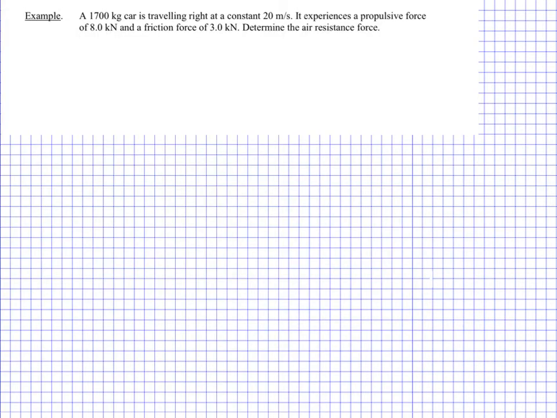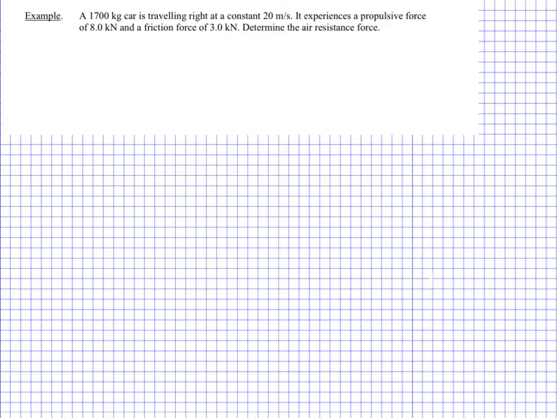So here we go with our first example question. You have a 1,700 kilogram car traveling right at a constant speed of 20 meters per second. It experiences a propulsive force of 8,000 newtons. Okay, so that's obviously going to be going in the same direction as the motion. And then there's also a frictional force of 3,000 newtons. And that's obviously going to be going in the opposite direction to the direction of motion. So we need to now determine the air resistance force.